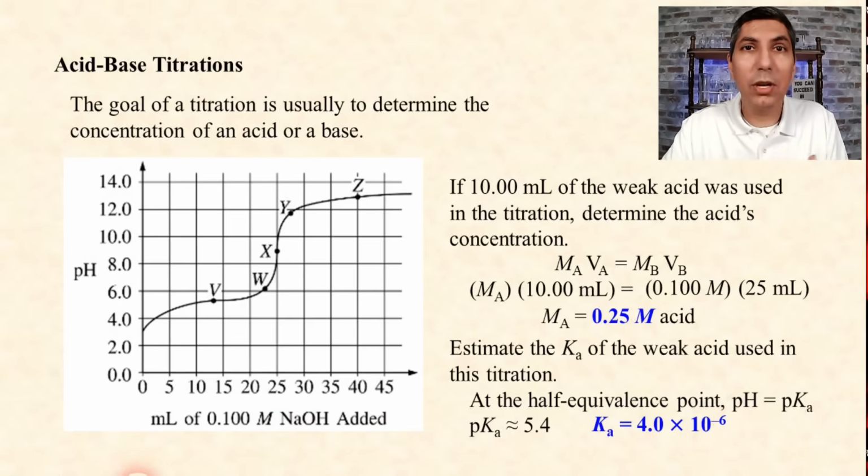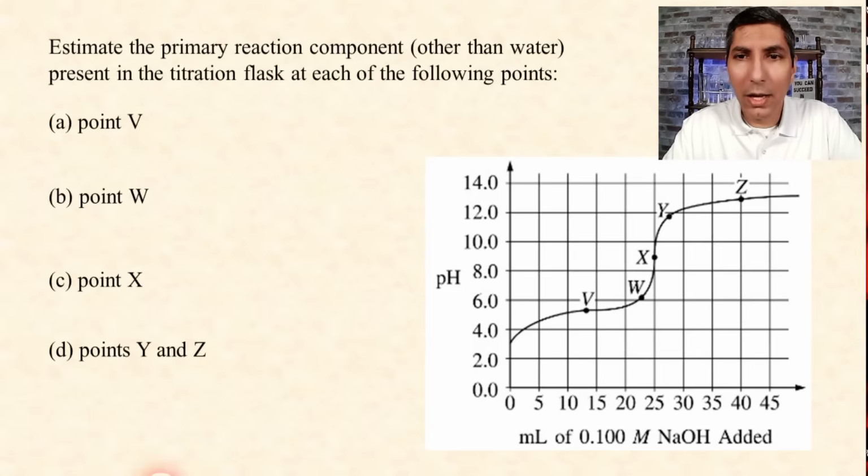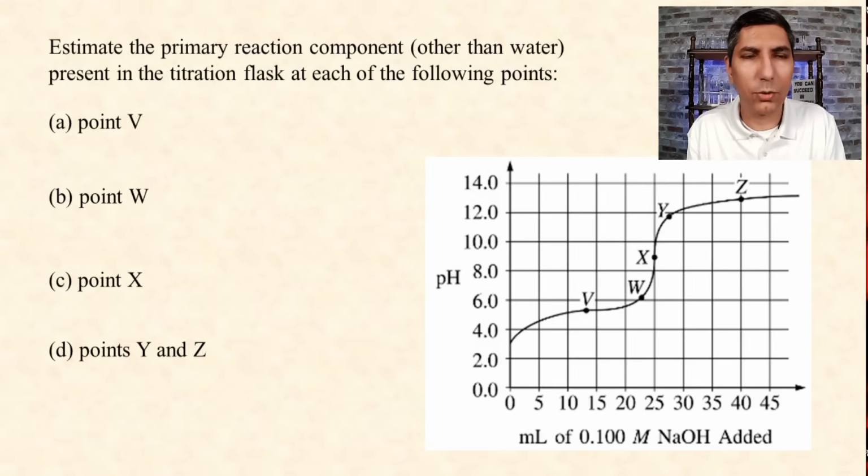And so that's how you can use a titration curve to estimate the Ka, or the pKa also, of the acid that you're using. Now, let's go back to this titration curve, and let's try to analyze the primary reaction component, other than water, of course, that's present in the titration flask at each of the following points.